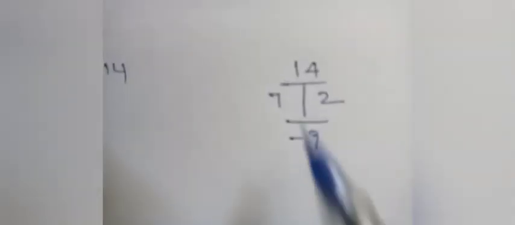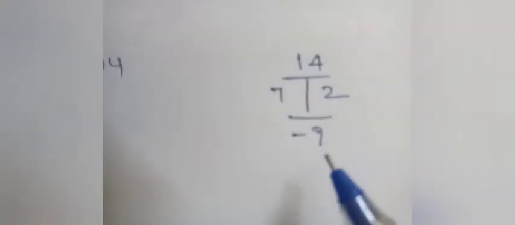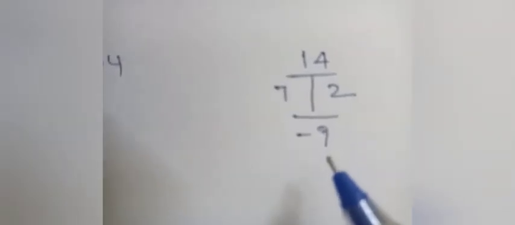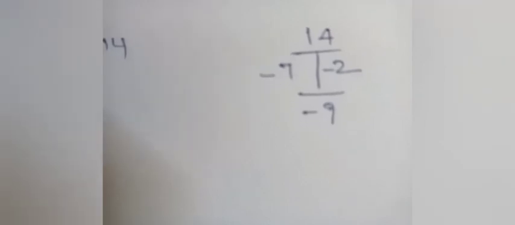What are the numbers? 7 and 2. 7 twos are 14. But if you add, you will get plus 9, right? So where do we have to give minus? Both places you give minus. Then only if you multiply you get plus 14, and if you add you get minus 9, right? That's all.